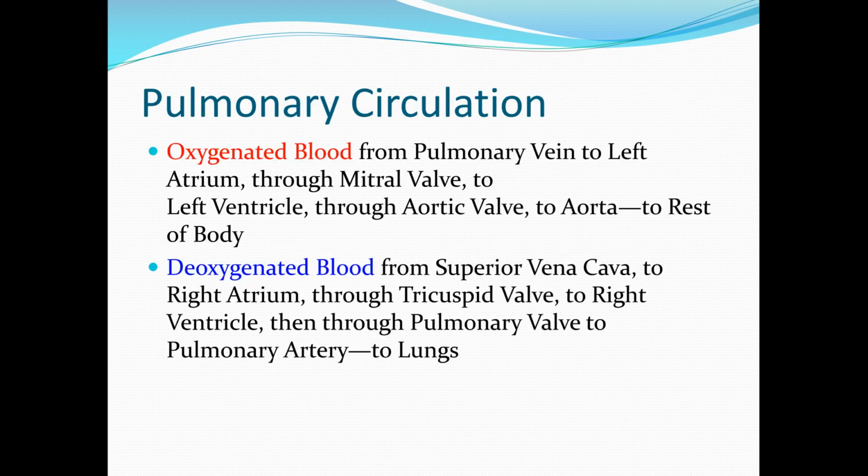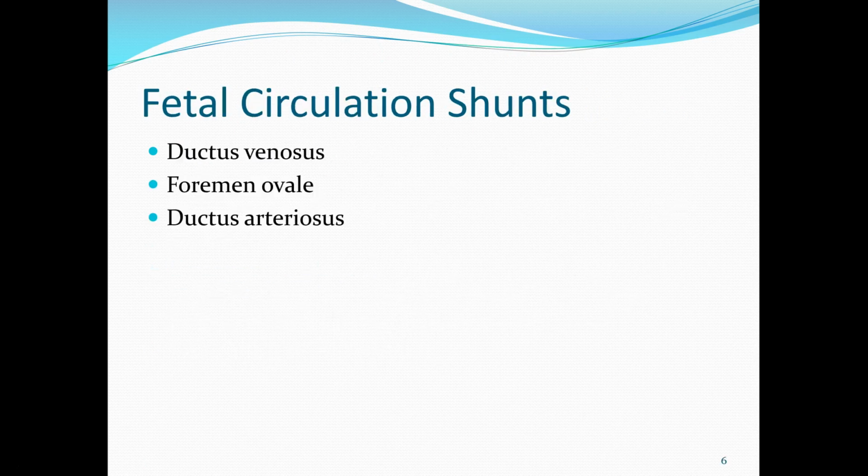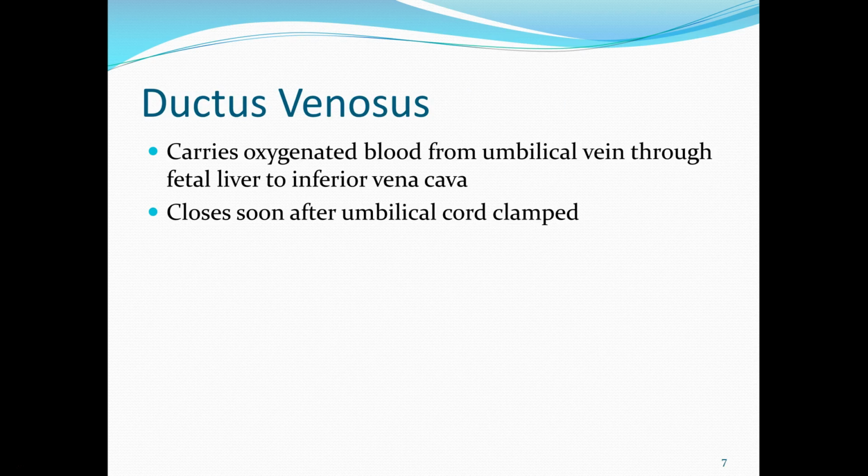So that goes through all of these slides. Now we're going to talk about fetal circulation shunts. Three kinds. You've got ductus venosus, foramen ovale, and ductus arteriosus. We're going to talk about them more in depth now.